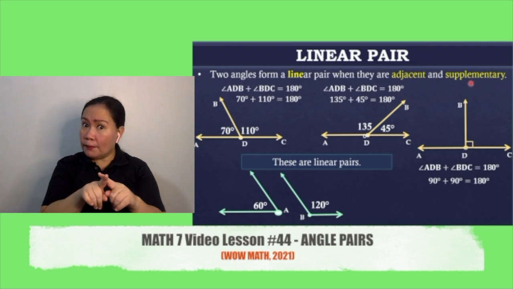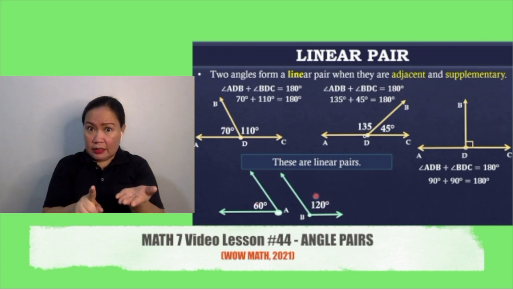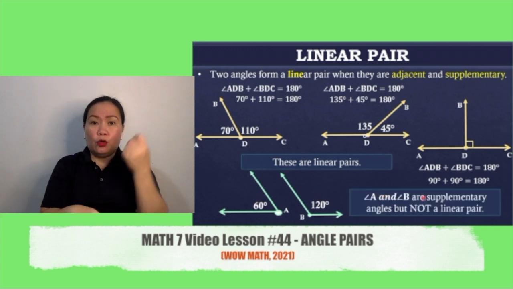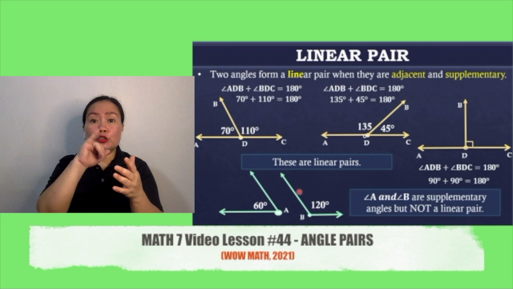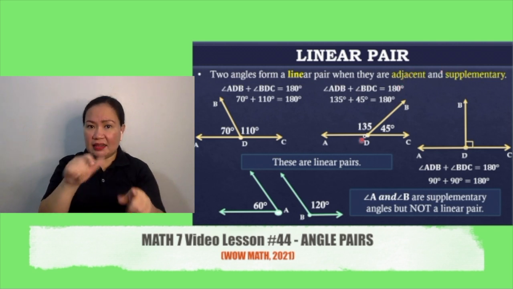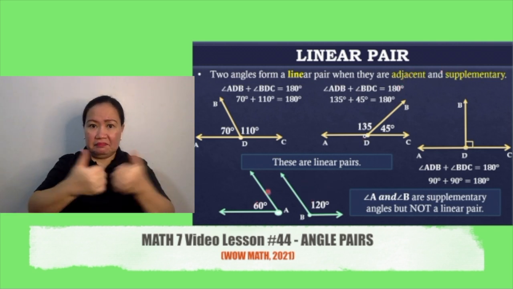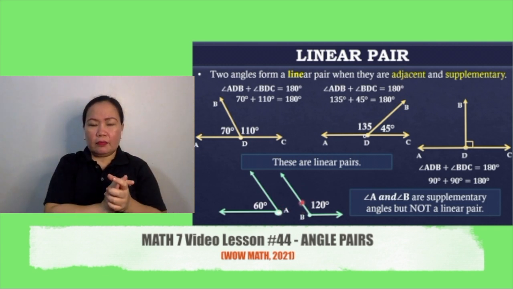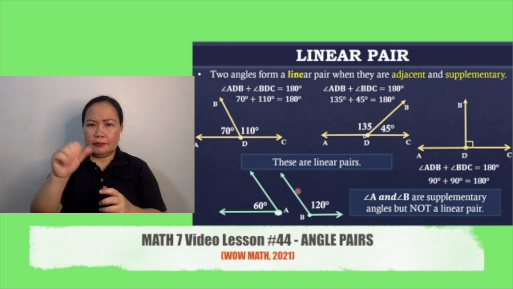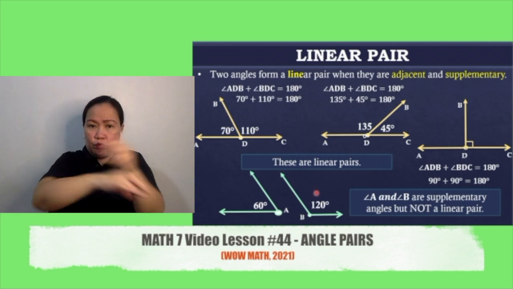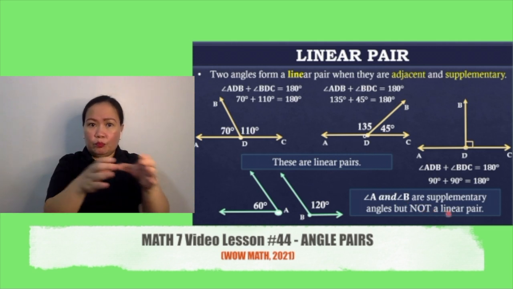But, okay, so tingnan natin. Is this a linear pair? No. Why? Because they are just supplementary. Sabi nga sa condition ng linear pair, dapat supplementary and adjacent. So, these two are supplementary angles pero hindi sila adjacent. Hindi sila magkatabi, wala silang common side. So, ibig sabihin, supplementary angles lang sila pero hindi sila linear pair.